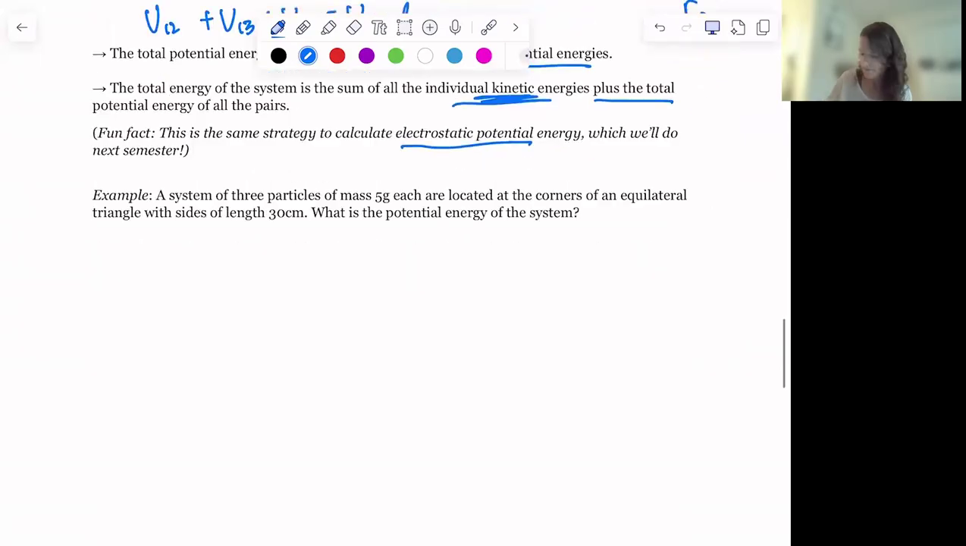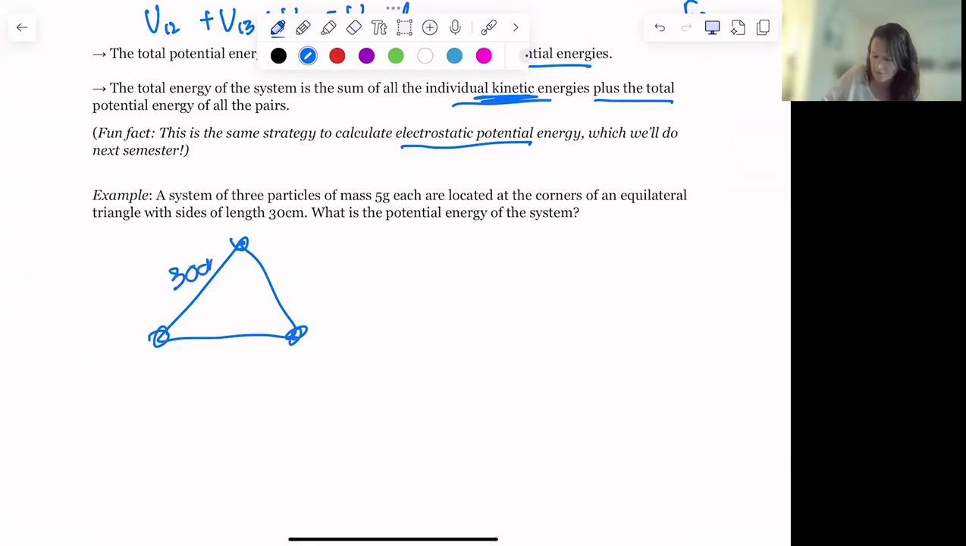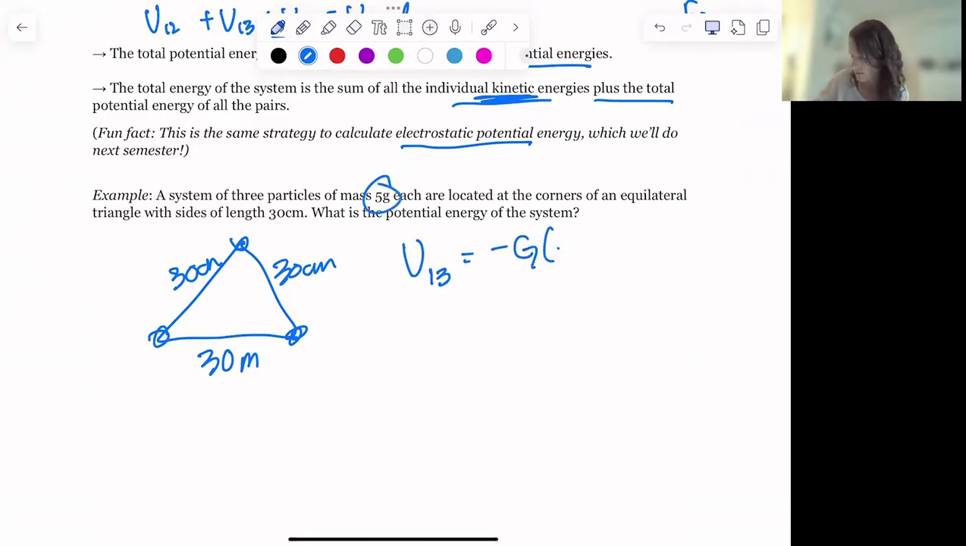Okay, last little bit. An example: we have 3 particles. They're on an equilateral triangle. Each side is 30 centimeters. And we want to know the potential energy between them. And so potential energy between particle 1 and 3 is negative G. The mass of one of them is 5 grams, so I'll put 0.005. Mass of the next one is also 0.005. The distance between them is 30 centimeters, or 0.3.